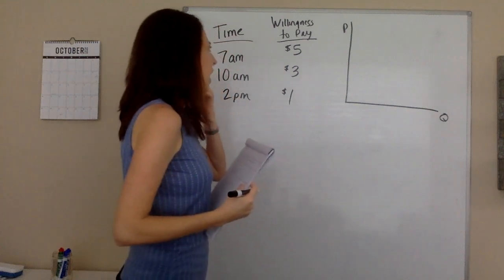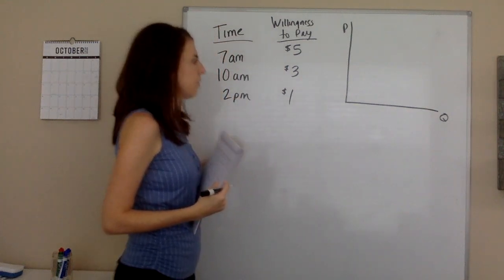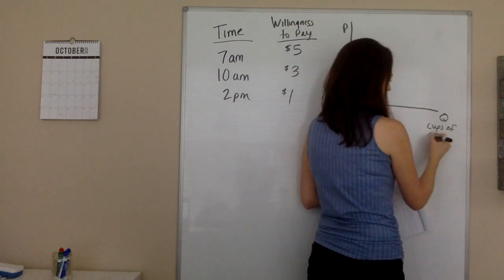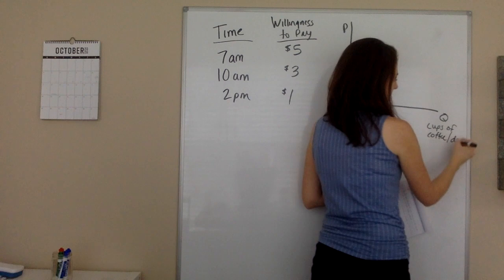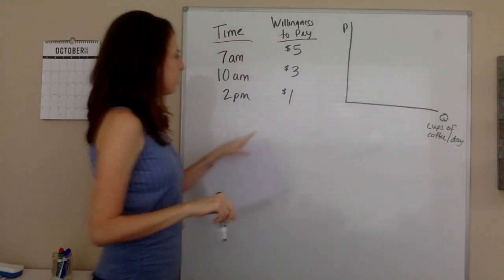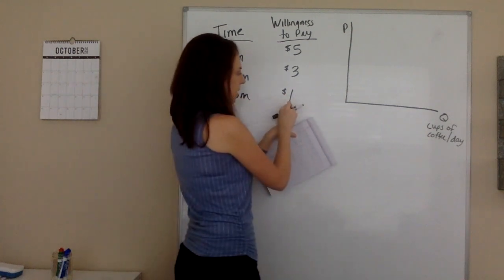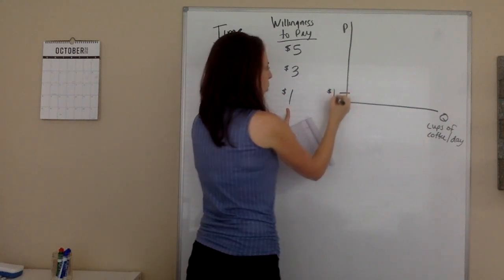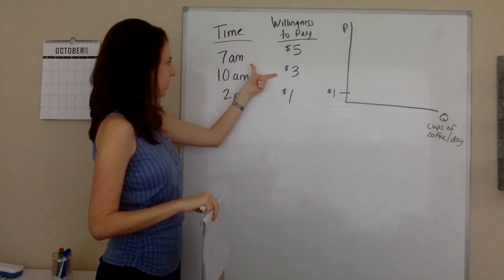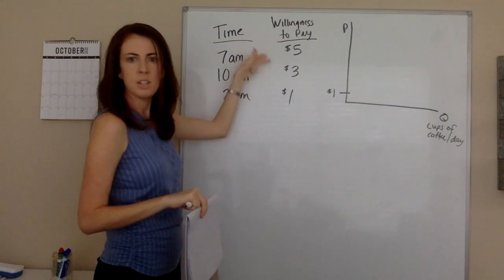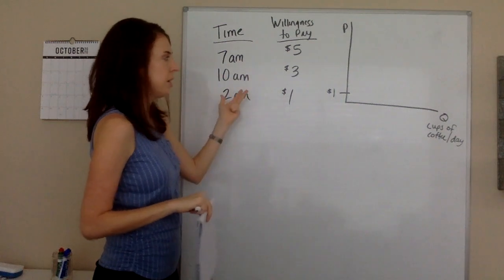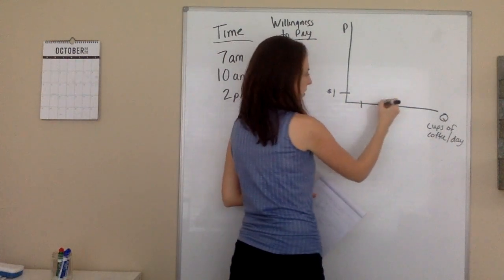And then let's look at how many cups of coffee per day, so quantity of cups of coffee per day, are demanded at different price levels. Well, first of all, if the price of 1 cup of coffee is $1, this person would demand 1 cup at 2 p.m., 1 cup at 10 a.m., and another cup at 7 a.m., because at each of these times, they're happy with the $1 price. So throughout the course of the day, they would demand 3 units.